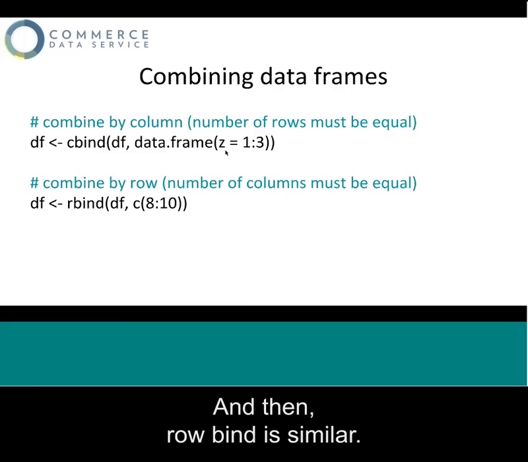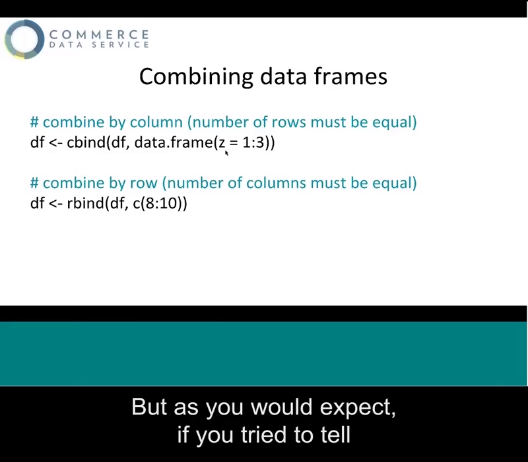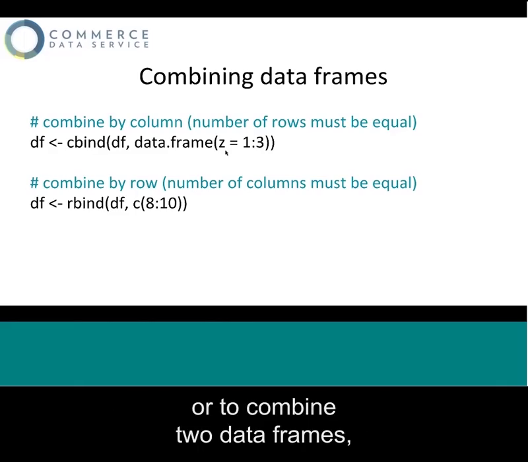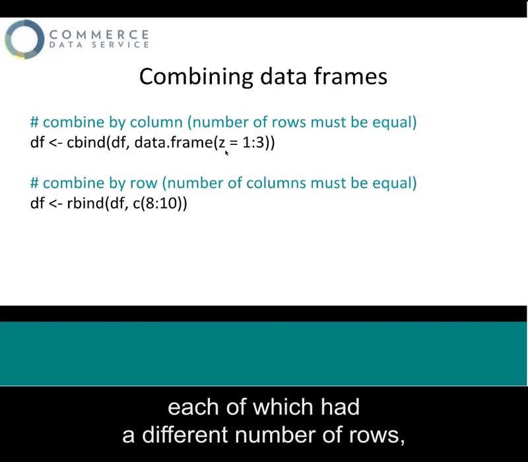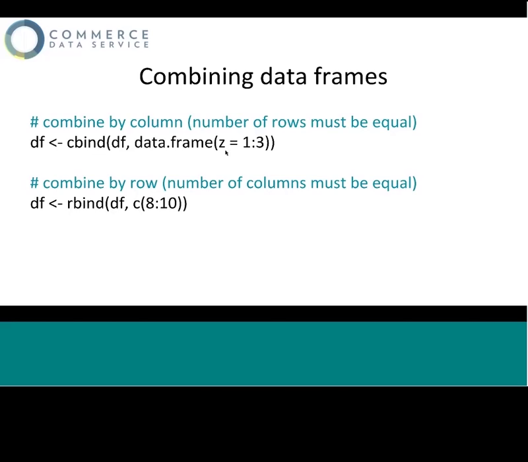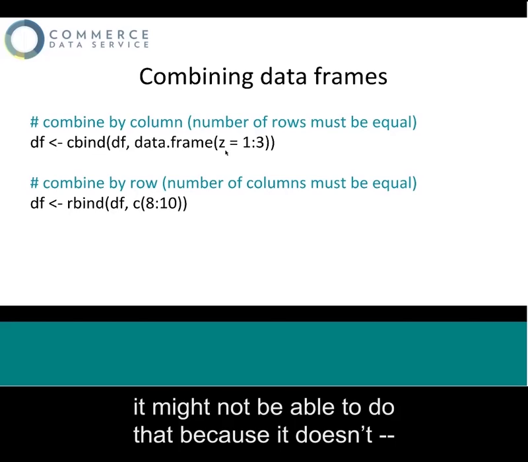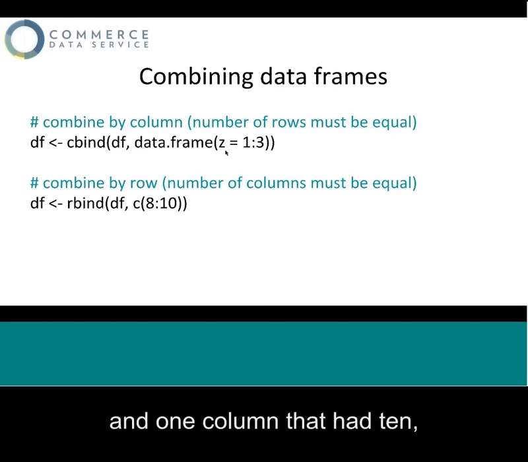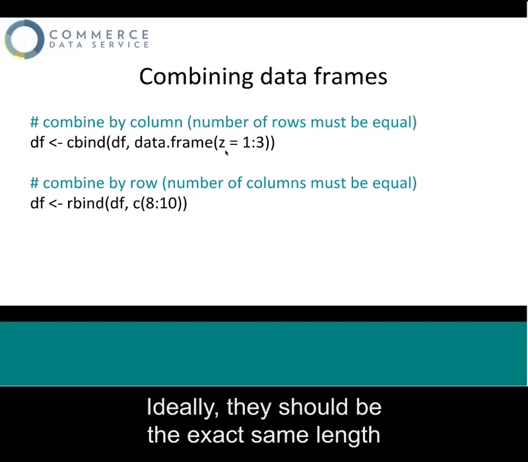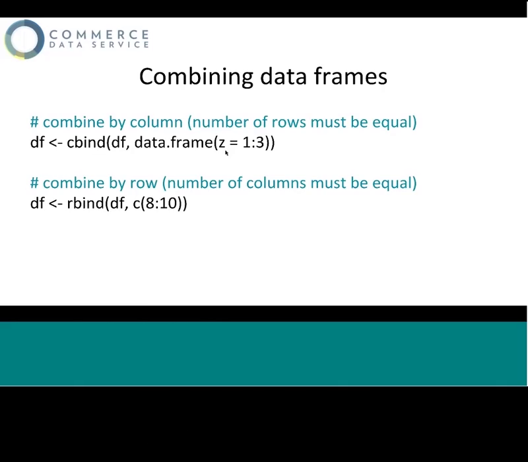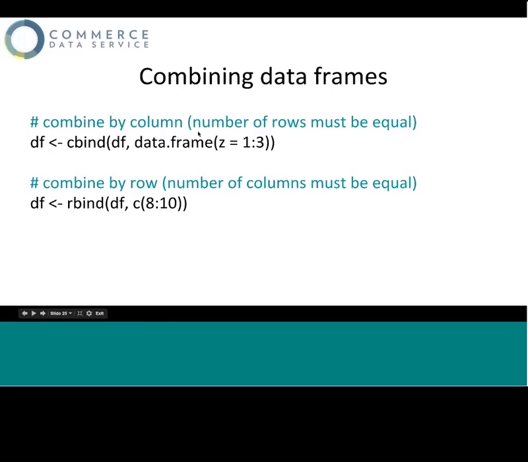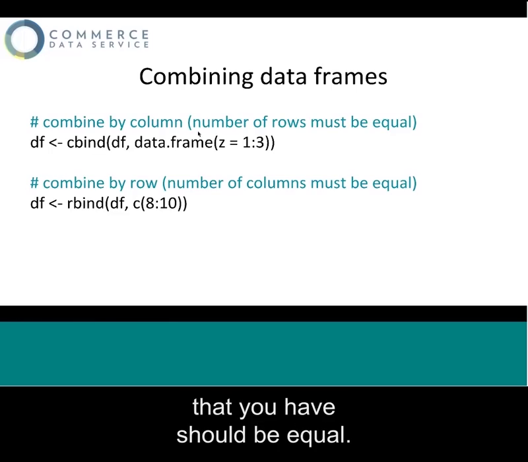And then row bind is similar. But as you would expect, if you tried to tell R to combine 2 data frames, each of which had a different number of rows, it might not be able to do that. If you gave it one column that had 5 values and one column that had 10, it wouldn't know how to match those up, right? Ideally, they should be the exact same length or number of rows. And then same for combining by row. At that point, the number of columns that you have should be equal.